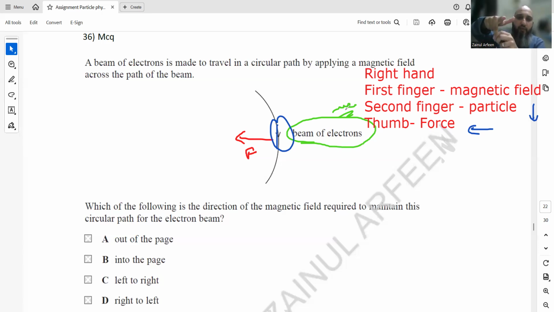So my second finger is pointing in the direction of the particle. My thumb is pointing towards the force. So where my index finger is pointing, that is the magnetic field. Is it pointing towards the screen or out of the screen? Into the page or out of the page? It is pointing into the page. So that's why B will be the right answer. Is it clear how we worked it out?